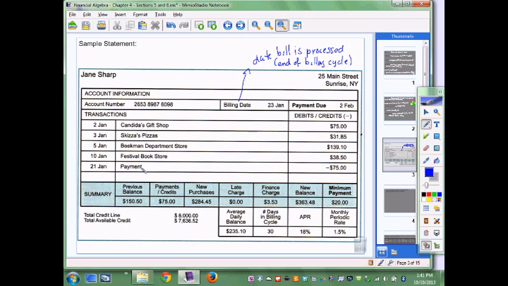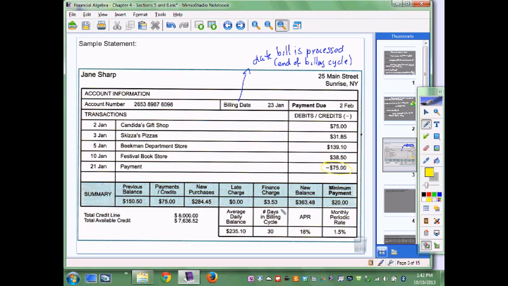You'll have a list of all of your transactions. These are all of the debits and credits, so everything that you buy and everything that you pay. Payments, remember we talked about this, show up as a negative credit. Debits are purchases, which are positive, and then credits are payments, which show up as negative.